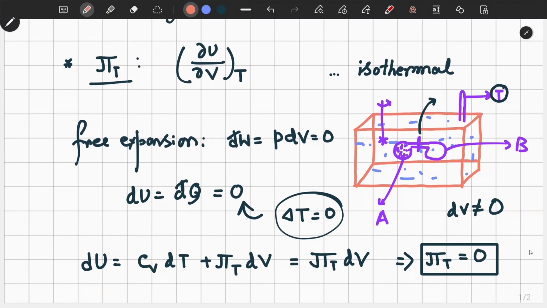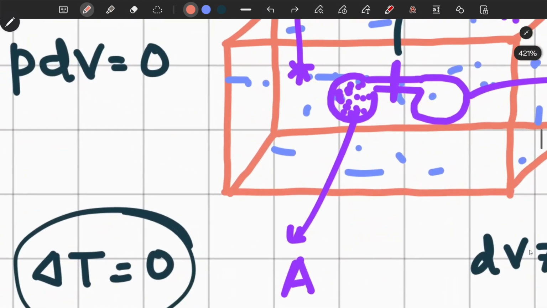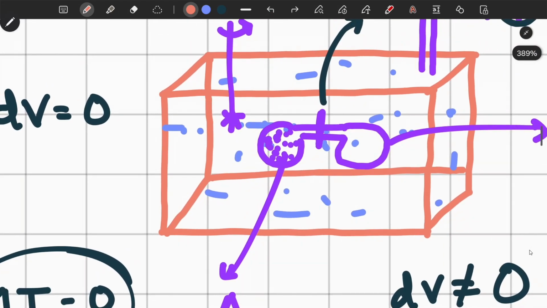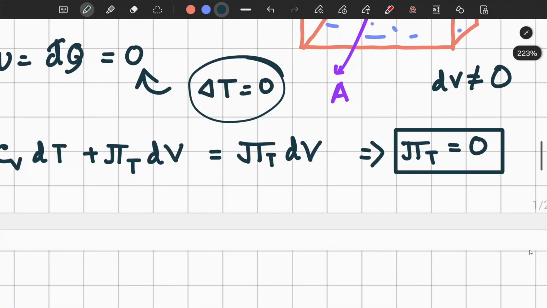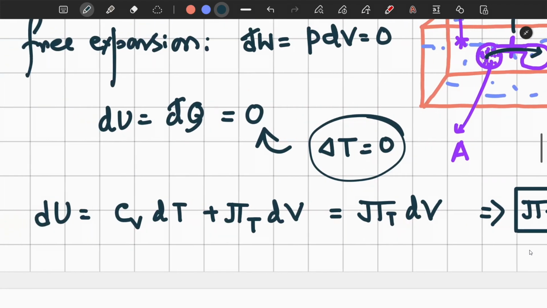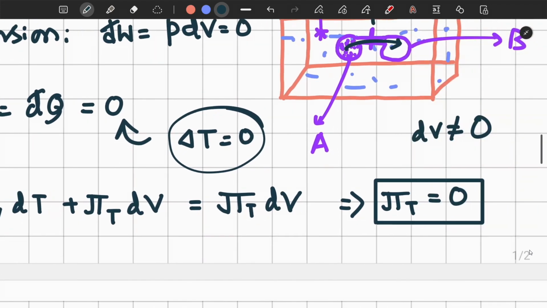Actually, the temperature change is there due to this free expansion. Due to this free expansion, the temperature is changing clearly. With this temperature change, pi T is not zero. Pi T is (del U/del V) at constant T. Correct? As the temperature is changing, dU is not zero, d cross q is non-zero, dU is also non-zero, and that's why pi T is non-zero.